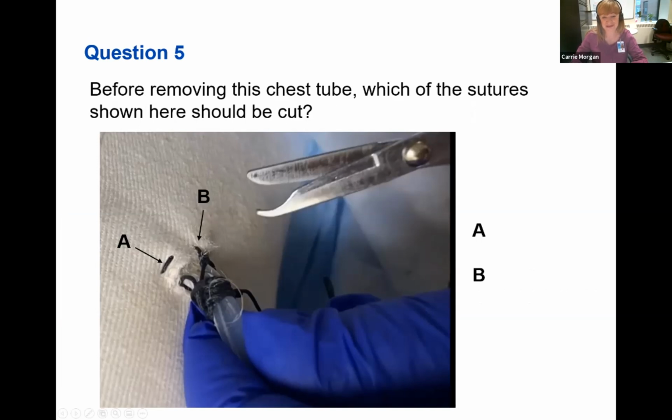You probably knew this question was going to be on here. Before removing this chest tube, which of the 2 sutures shown here should be cut? Should it be this one here, A, or should it be this one right here, B? Also, another stressful thing when you're removing chest tubes is cutting the appropriate suture.